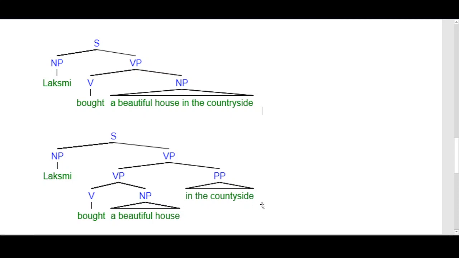Is the house in the countryside? Who knows? Maybe she bought a house in the city, in the countryside. Es decir, hizo la compra de una casa de ciudad, una casa que está en la ciudad. Realizó esa compra in the countryside.